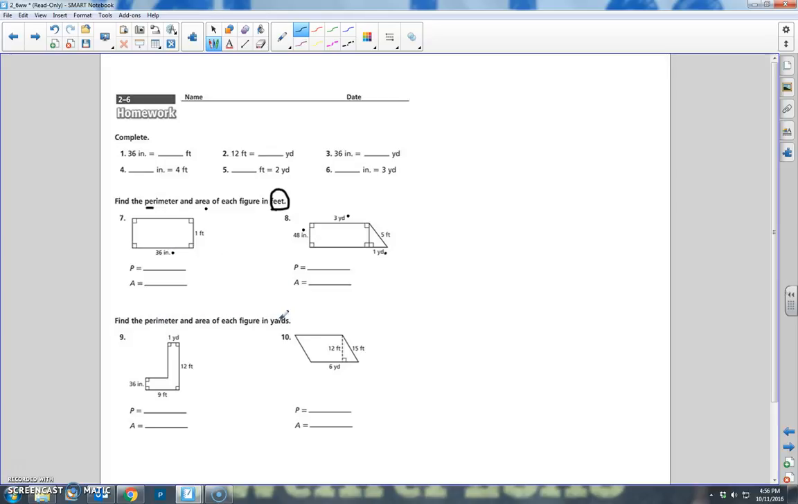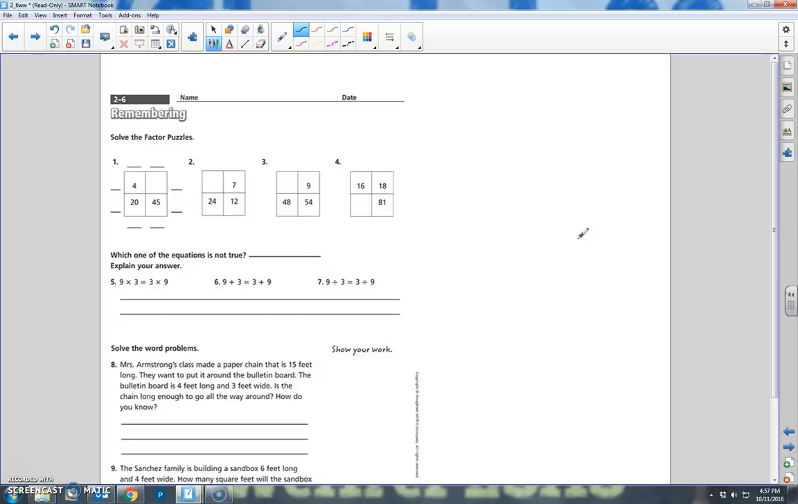Perimeter and area in yards. Yard. Change it, change it, change it. Okay, you have 6 yards here. You have 15 feet. We need to change that guy and that guy. Everything's got to be in yards. Okay, on the back, you should know how to figure out those as well.